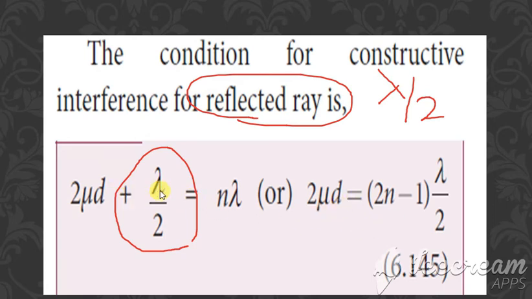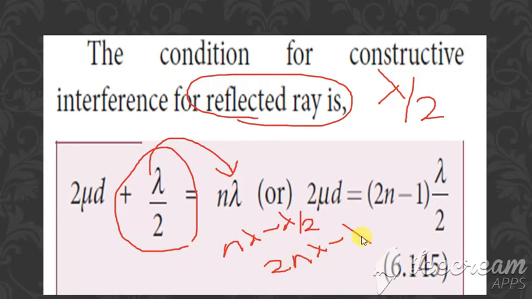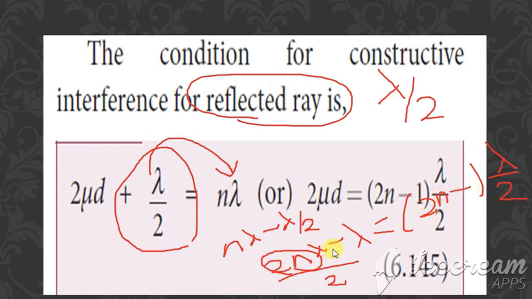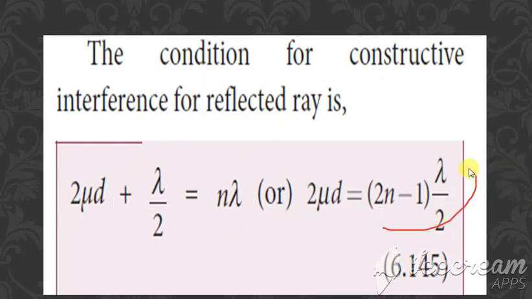Same way, if you bring this to the other side, we get n lambda minus lambda by 2. Take the LCM, so 2n lambda minus lambda divided by 2. Now taking lambda by 2 outside, the remaining is 2n minus 1. So we are getting the answer as 2n minus 1 into lambda by 2. So 2 mu d is equal to 2n minus 1 into lambda by 2. This is for constructive interference.